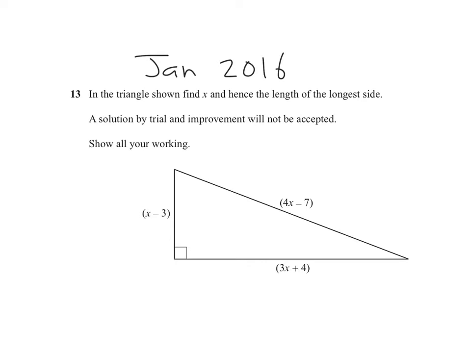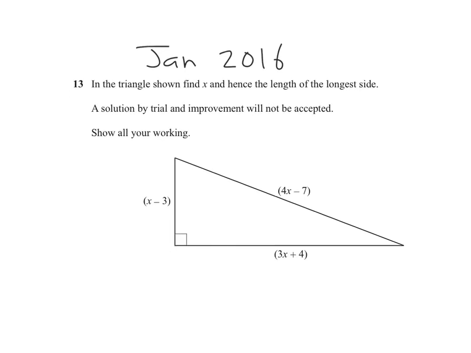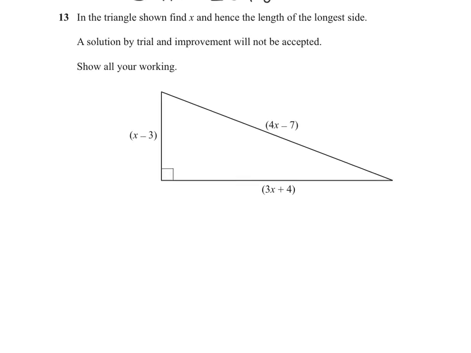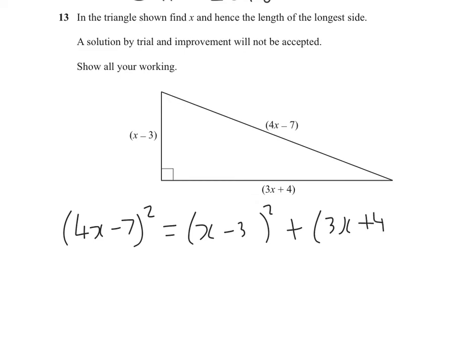So we need some concept to connect the information in the question. Think about what you know about triangles and their sides. What connects those three sides is Pythagoras' theorem. Pythagoras' theorem states that the longest side, the hypotenuse, squared, is equal to the sum of the squares of the shorter sides.